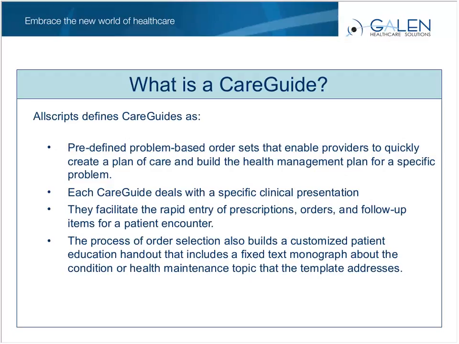Order reminders selected from Careguides are added to the Health Management Plan, or HMP, component. The process of order selection also builds a customized patient education handout that includes a fixed text monograph about the condition or health maintenance topic that the template addresses. This document can print automatically for the patient to take with them.